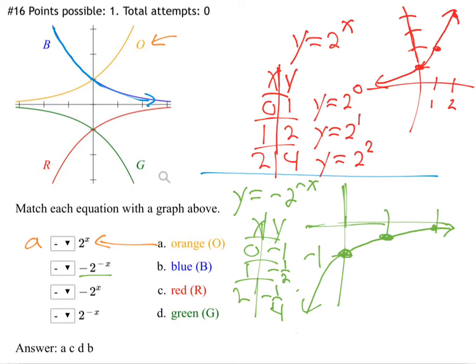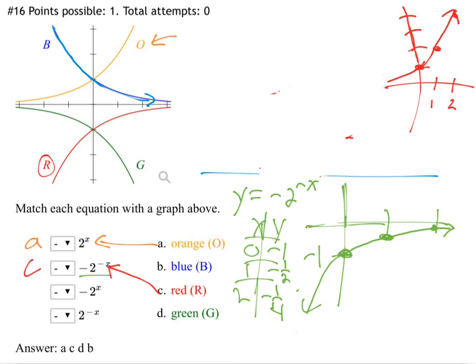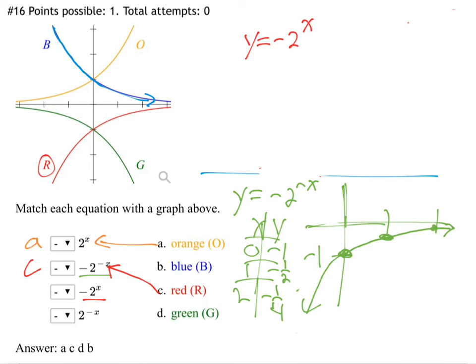So which graph is that? That's the red one here, isn't it? So that's the red one, like that. All right. What comes next? Let's try the negative 2 to the x. So this is y equals negative 2 to the x.